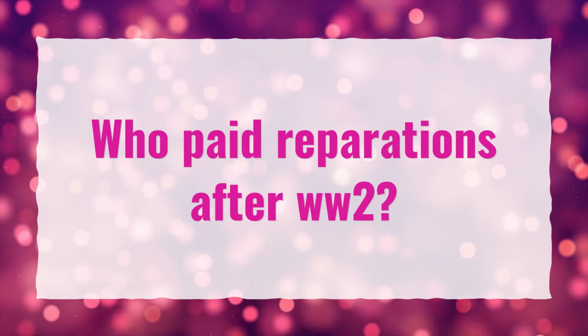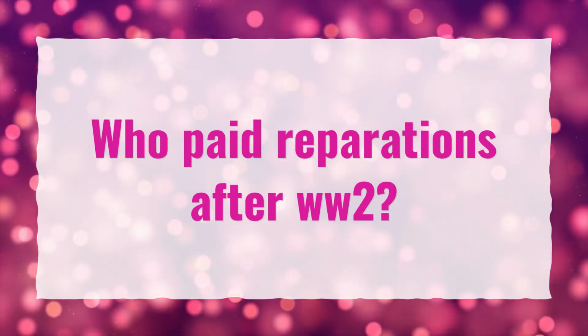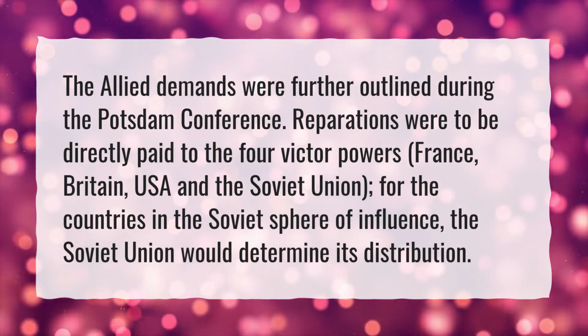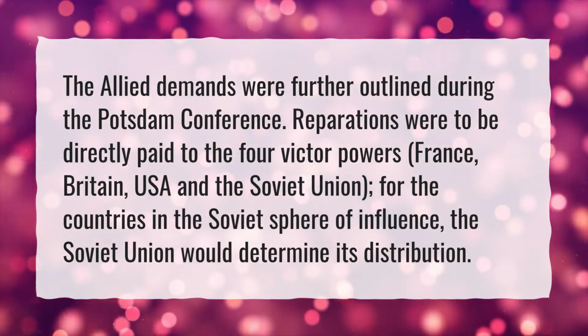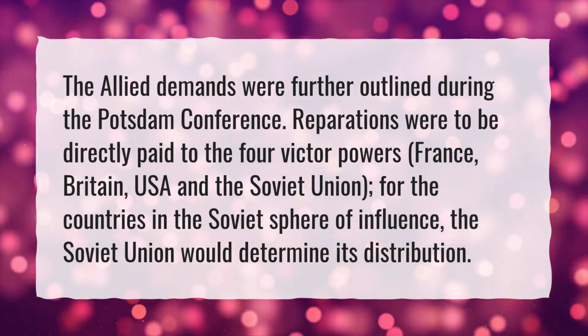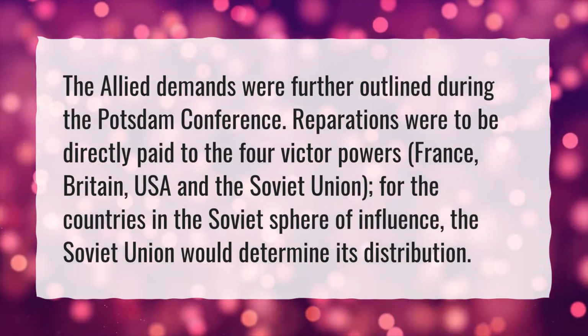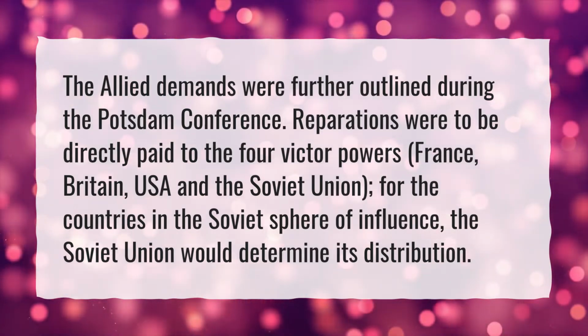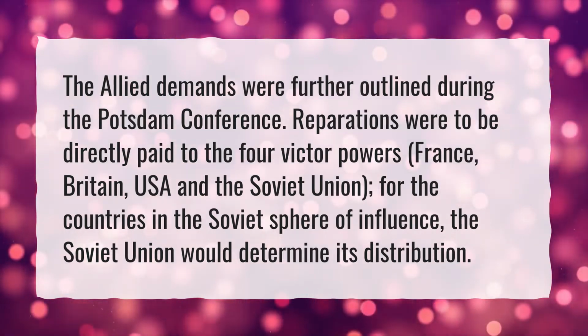Who paid reparations after WW II? The Allied demands were further outlined during the Potsdam Conference. Reparations were to be directly paid to the four victor powers, France, Britain, USA and the Soviet Union. For the countries in the Soviet sphere of influence, the Soviet Union would determine its distribution.